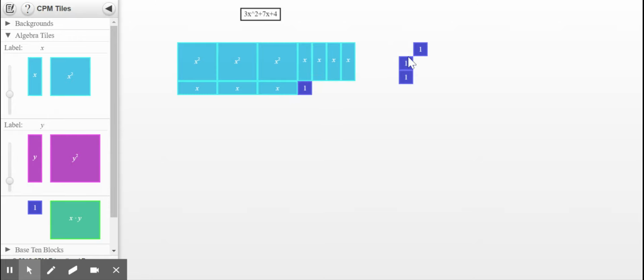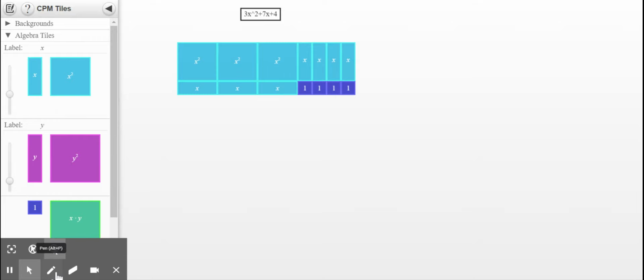And then I kind of see that, oh, I have this little section here, and it's going to fit perfectly with these 4 unit tiles. And so now I have this composite rectangle made of these 4 sections with these different tiles.